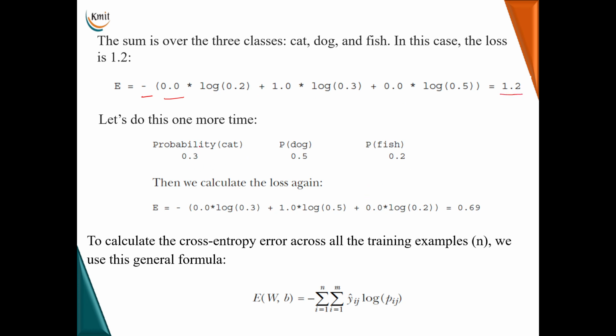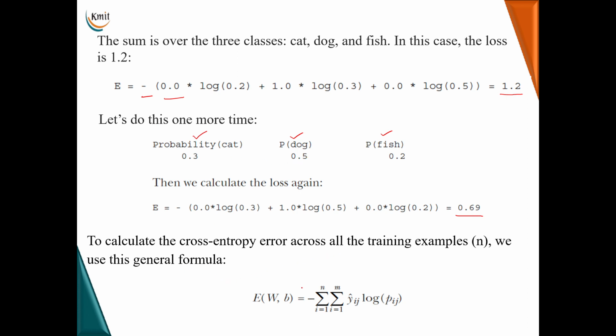This is another example where another machine has calculated the probability of that image belonging to cat, dog and fish respectively as 0.3, 0.5 and 0.2, and here the error calculated is 0.69. That is, the error got reduced as the probability of the correct class increased.